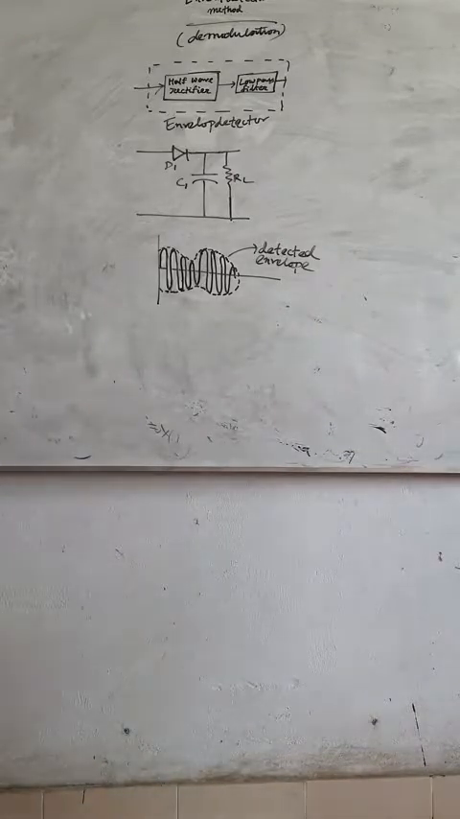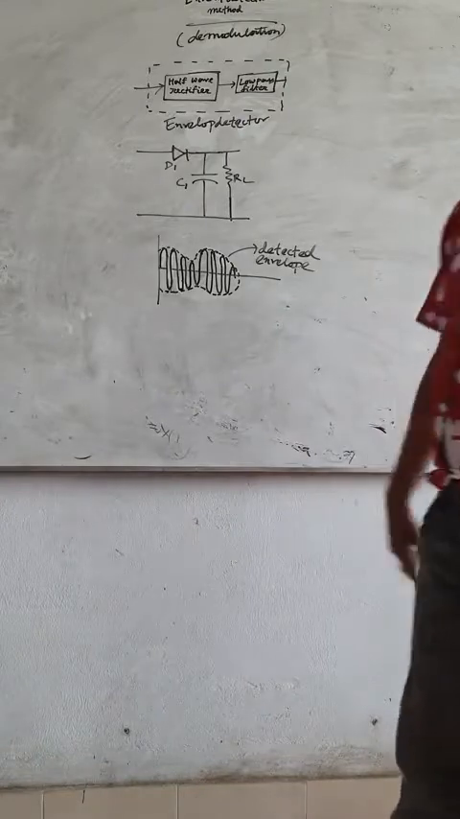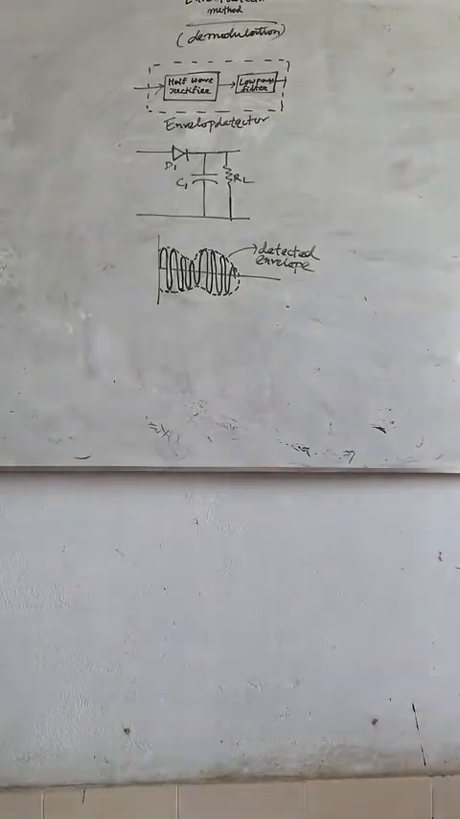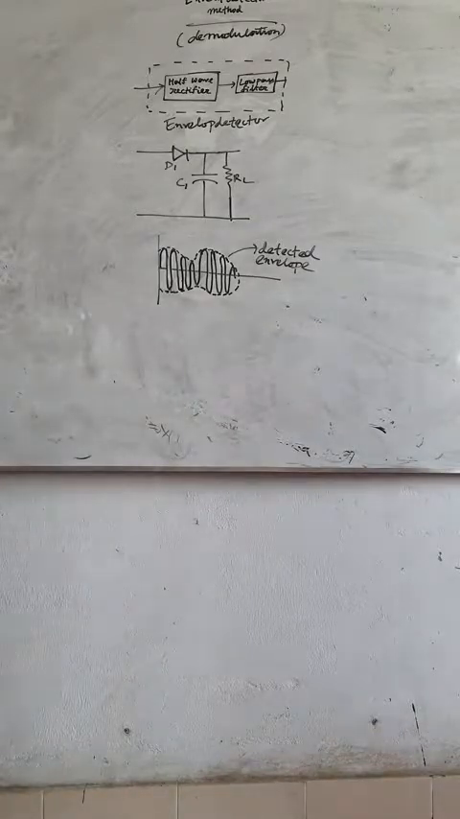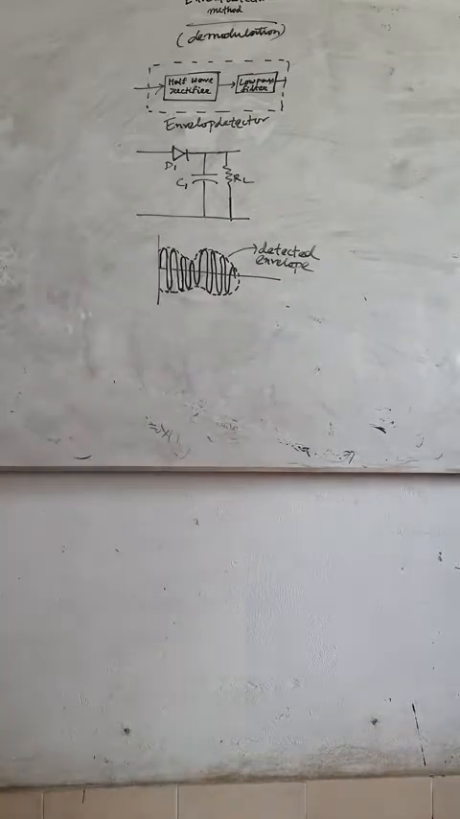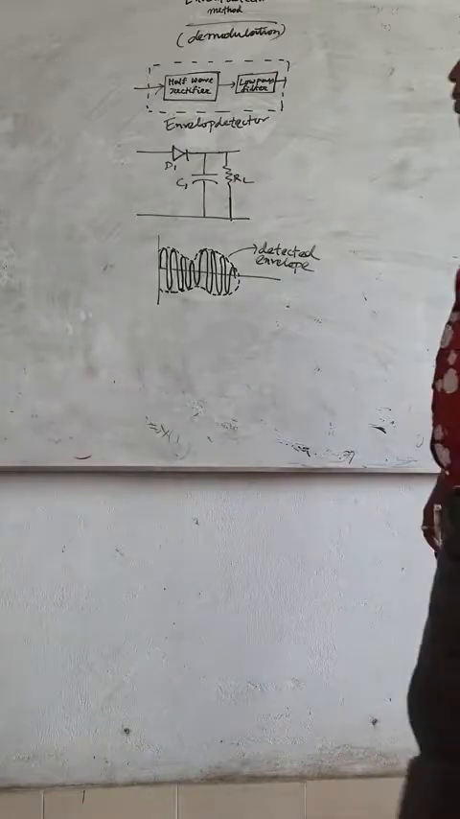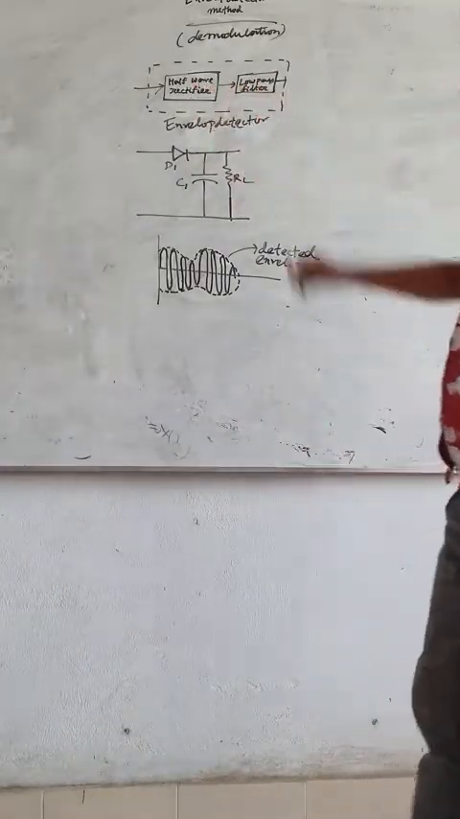The next demodulation process is the envelope detector method. What is an envelope detector? An envelope detector is a combination of a half-wave rectifier and a low-pass filter.